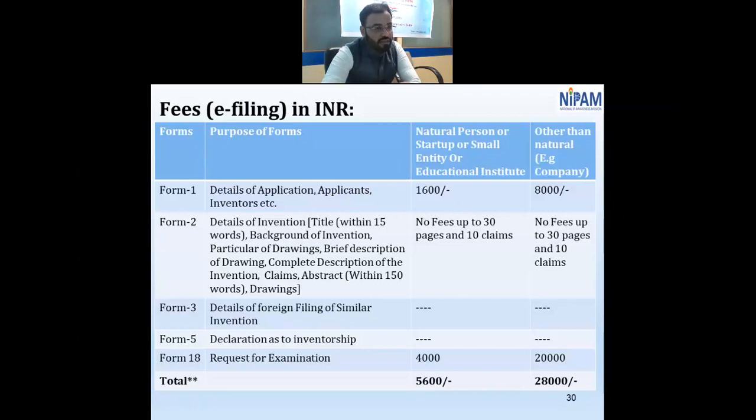And for all the other fees, there is no fee for Form 2 if you end up restricting your convention to 30 pages and 10 claims. If you exceed that particular limit, then you will be charged extra for exceeding the 30 pages and 10 claims limit.